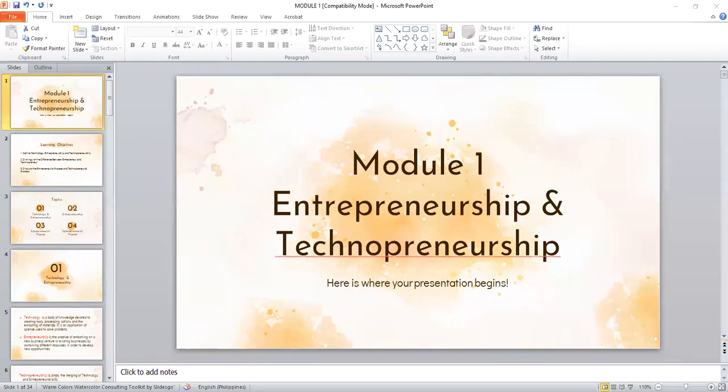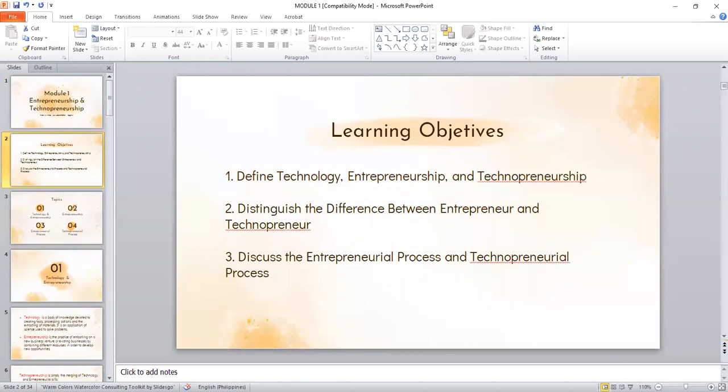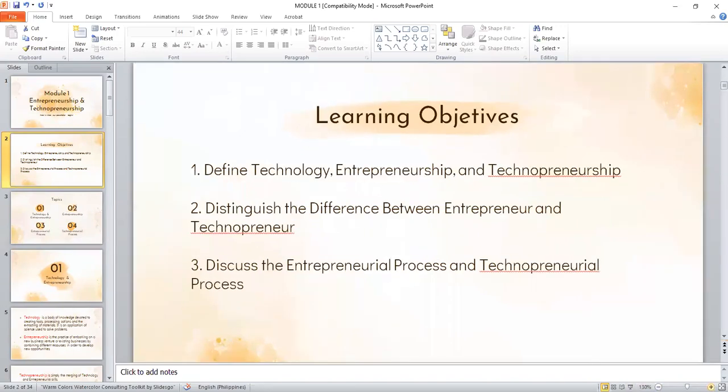So our goal for this particular, okay, Joshua is raising his hand. Not transitioning? Okay, it's fine. I will just have it here. I will not anymore resort to slideshow. Can you see my slide? I'm on the second slide, the learning objectives. Okay, thank you, Josh.